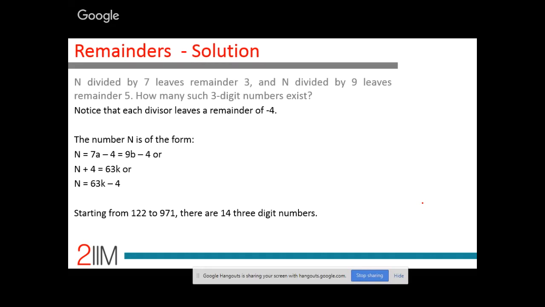And so I'm not doing that elaborate counting part. We're counting all numbers from 63 into 2 minus 4 all the way to the last possibility, 63 into 15 minus 4. I'm not doing that part. 14 different 3-digit numbers are there.